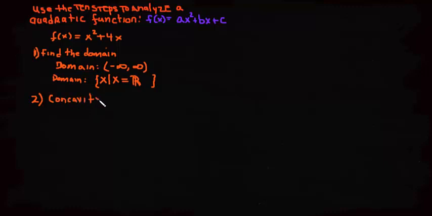So when we find the concavity, we're going to consider, as we said, now in this case, we see that A is equal to 1, B is equal to 4, and C is equal to 0. These are good things to write down for the next part of the steps. But considering that A is greater than 0, that means that the function is positive.